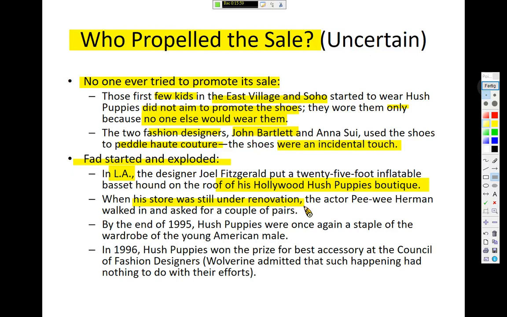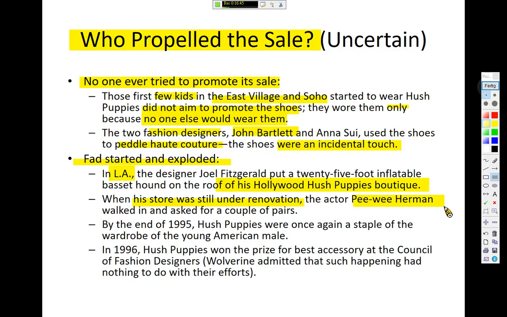Okay, so look here. Joel's store was still under renovation, and the actor Pee Wee Herman, wow, the good one, right? So could you check out Pee Wee Herman, to see his face through your cell phone? To see who he is. So, did you see his funny nose? He is a comedian and just having fun, right? So, this is the one.